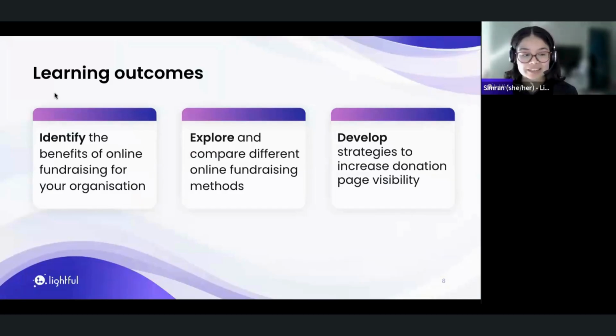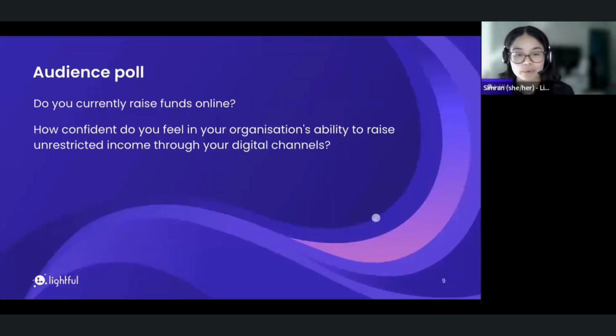I'd like to start by getting to know a little bit more about you. So we have 2 questions that should pop up on your screen now. And they are, do you currently raise funds online? And secondly, how confident do you feel in your organization's ability to raise unrestricted income through your digital channels? And these polls will actually be used to create our breakout rooms a little bit later on. So try and answer as closely as possible.